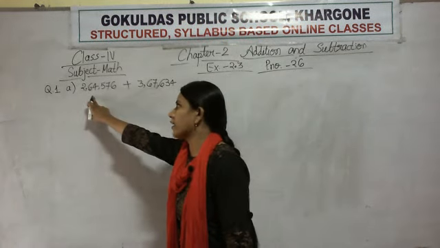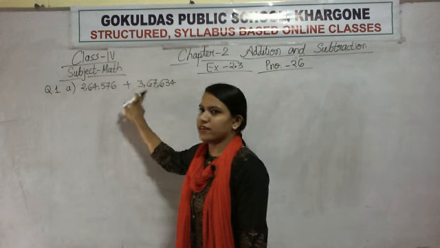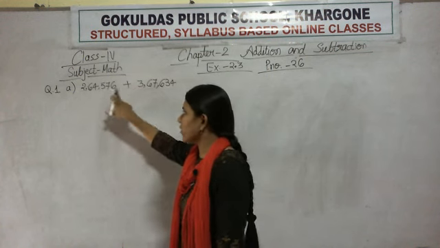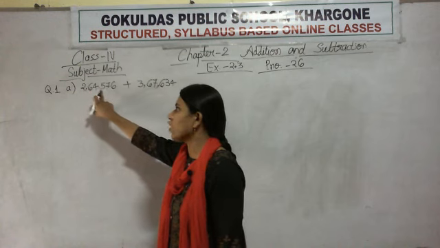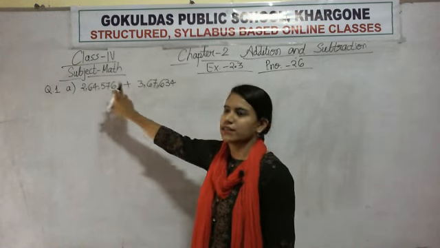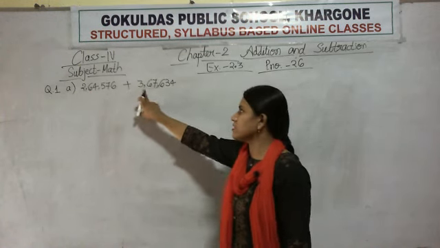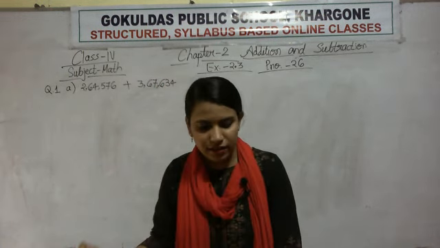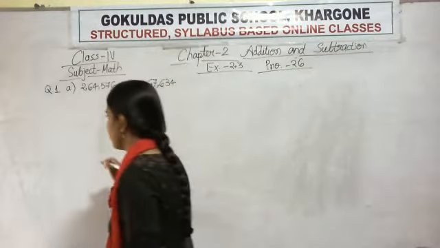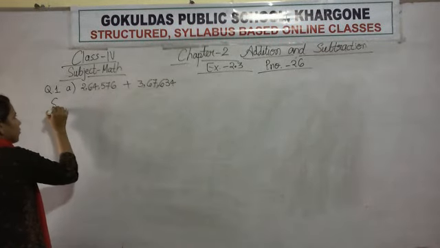Question 1, part A. Two addends are there, the first addend and the second addend. The first addend is 2,64,576 and the second addend is 3,67,634. Right? So concentrate on the board.